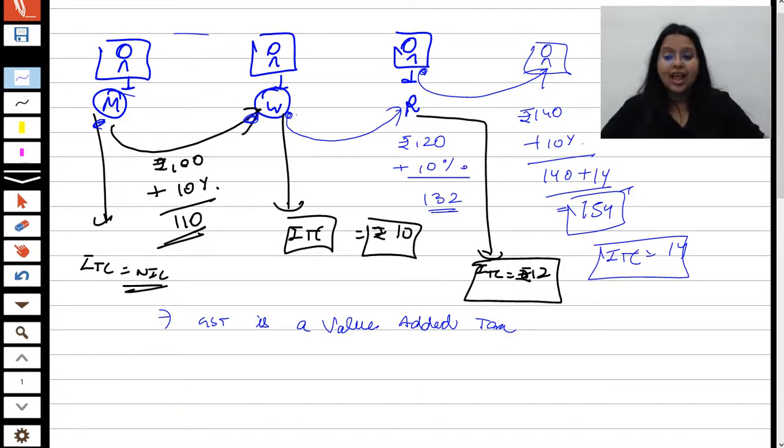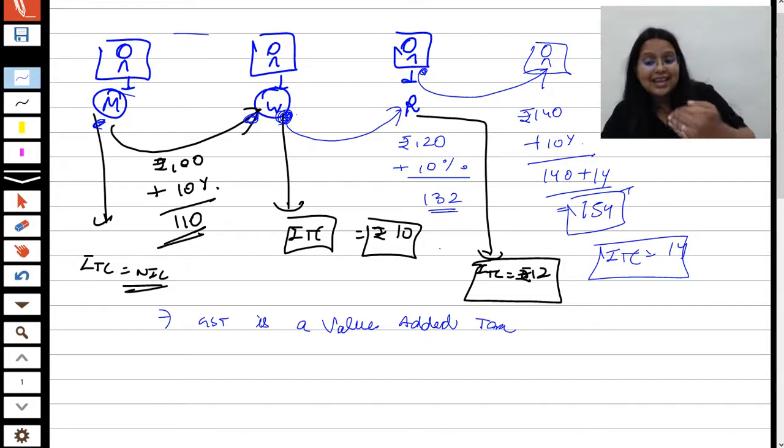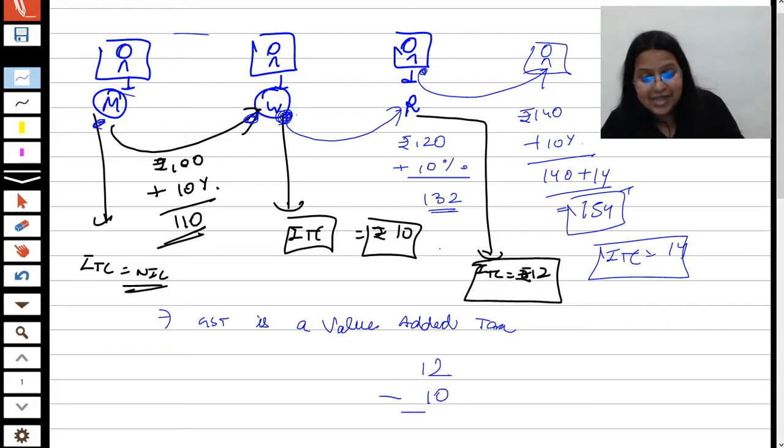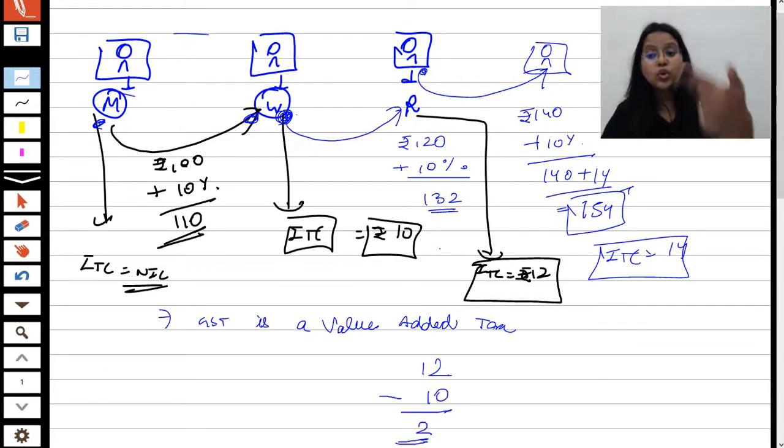Okay, that's all. But now, what is the wholesaler doing? The wholesaler has charged 10% of 120, that is 12 rupees. The retailer has given the person 12 rupees. Now let's see what is happening. Students, when the wholesaler has charged rupees 12 from the retailer, the wholesaler will say to the government that I have an ITC. It means I have already paid the manufacturer rupees 10 as GST. It means I have 10 rupees as ITC, so I will pay only rupees 2 to the government.